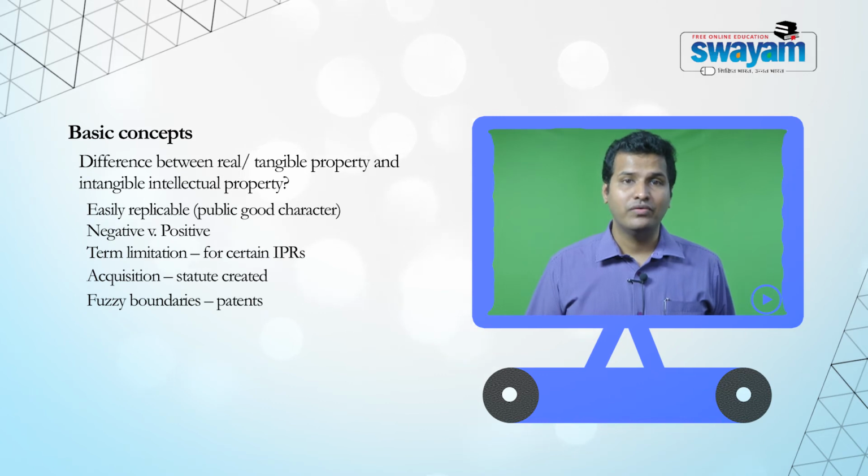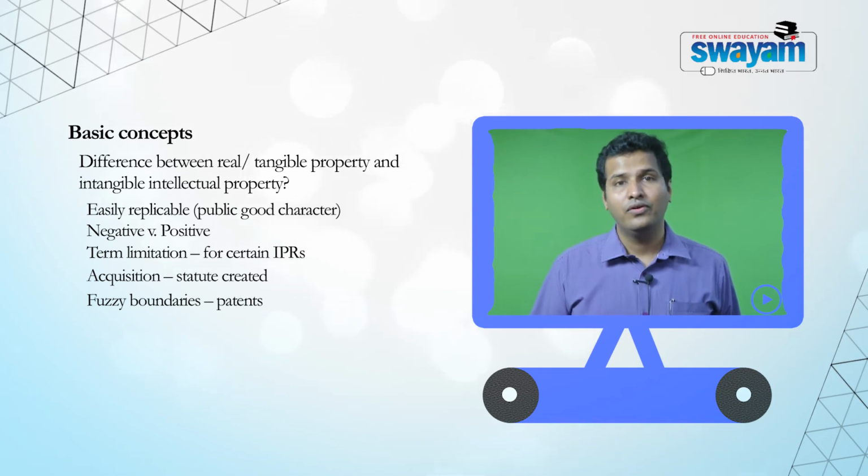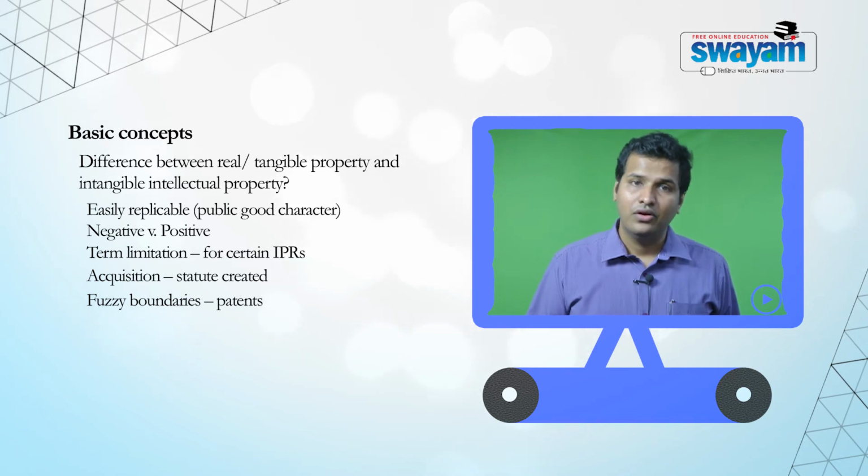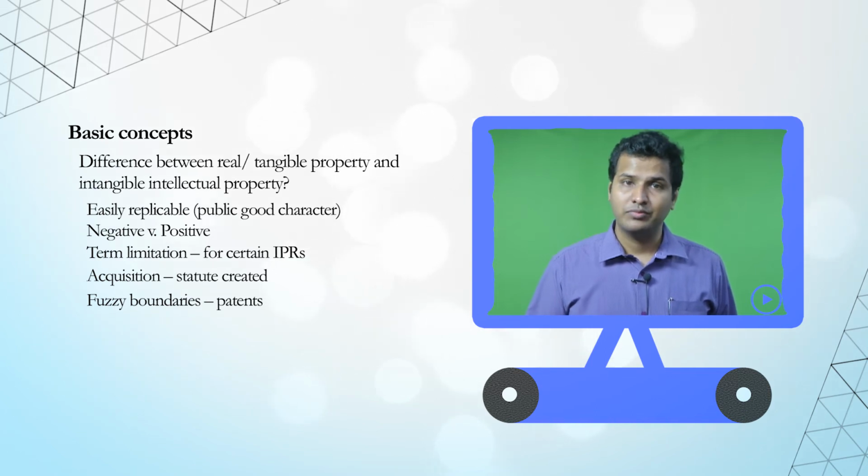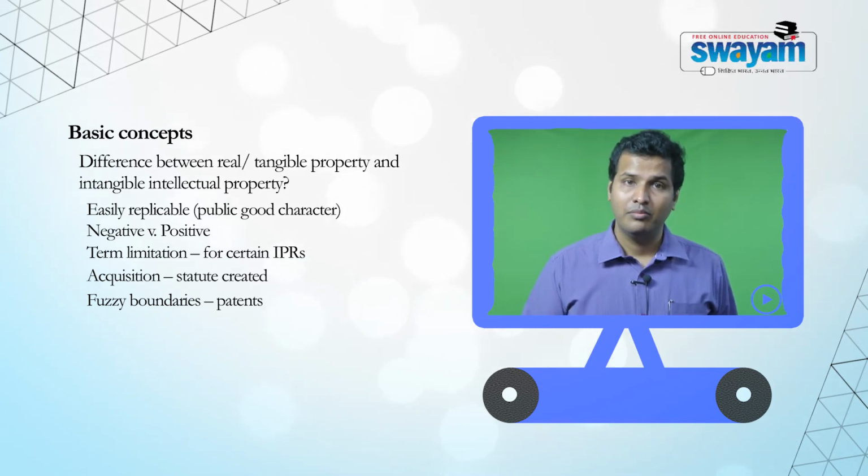So, these fuzzy boundaries are because of different understanding of what the domain of knowledge that should be protected. Inventors may have a certain conception of what the claims of the patent are or what the boundaries of the patent are.